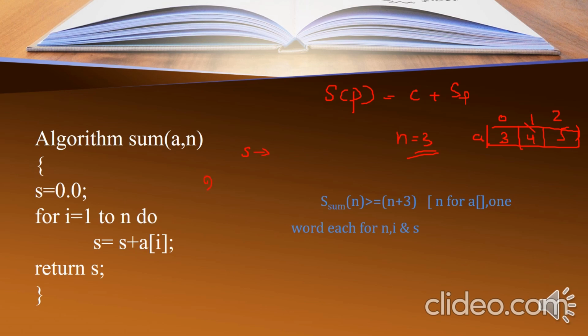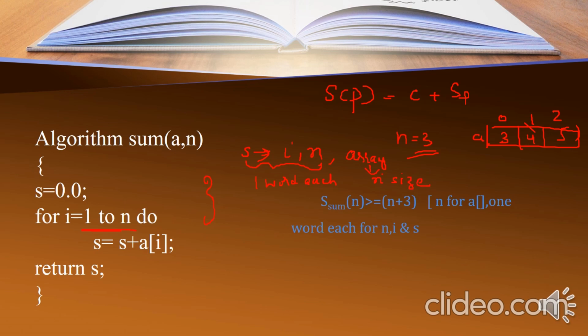Which are the variables? Variables are S, I and N, and array A. S, I and N are the variables. We are going to take, let's assume, one word each. Array is of size n, because you know that array is going to read the elements until n location. For I equal to 1 to n, you keep adding the array location. So array is clearly of size n.